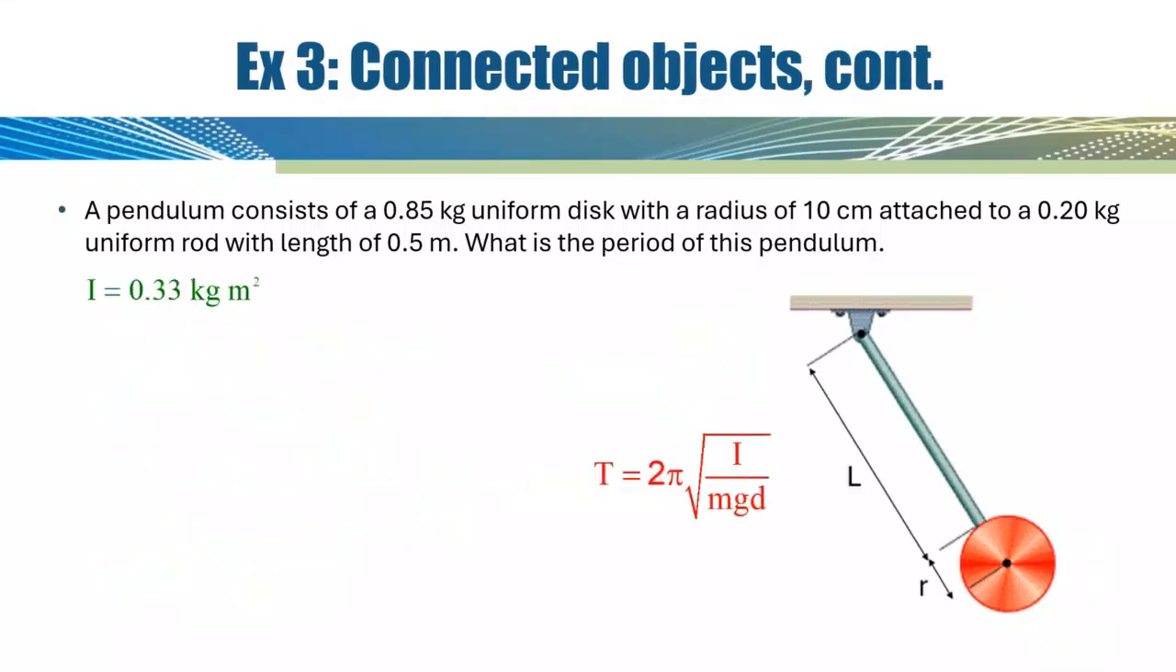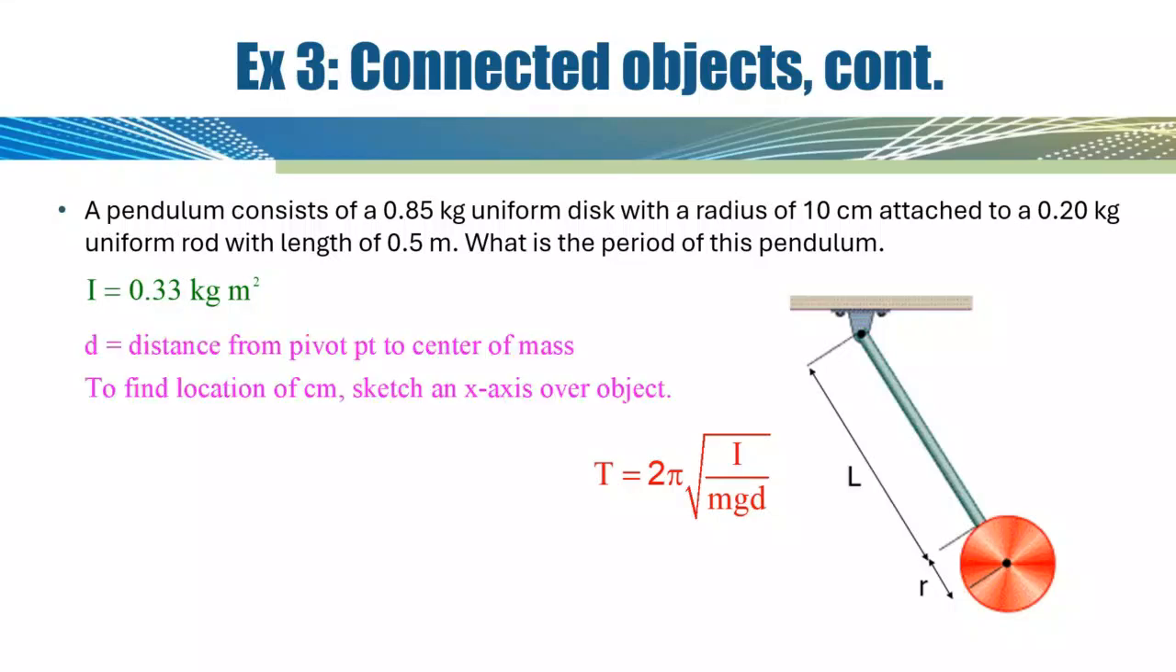Next, let's find the value for d. We know that d stands for the distance from the pivot point to the center of mass. The problem is we don't know where the center of mass of this collection of objects is. So what I like to do is draw an x-axis from the pivot point, call that point 0, and pretend that this is an x-axis. So we can figure out where the center of mass is by looking at each individual object.